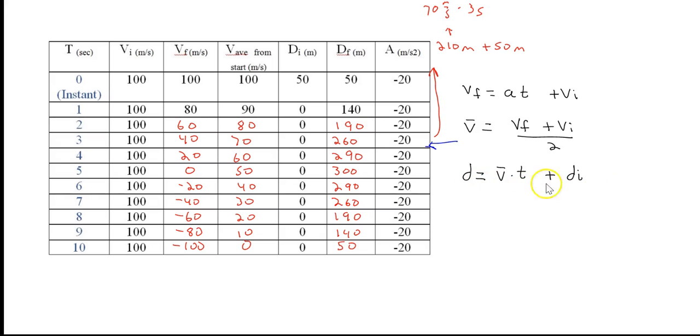So now, if we take a look at the actual equation, what it's going to say is that our final displacement is equal to our change in displacement plus our initial displacement.